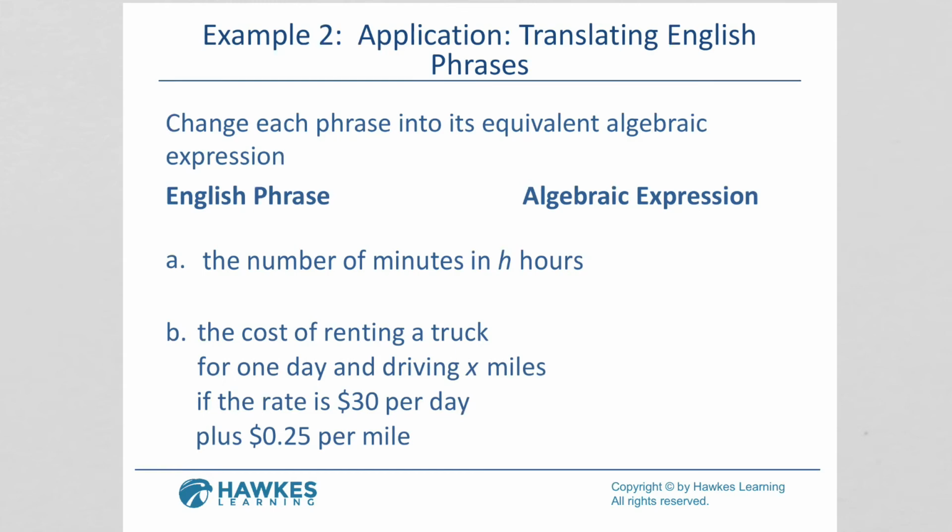Example 2a. Change each phrase into its equivalent algebraic expression. Here we're only going to have one English phrase and we're going to write our algebraic expression. 2a, the number of minutes in h hours. You do have to have a little bit of background here. There are 60 minutes in 1 hour. So the algebraic expression is 60h.